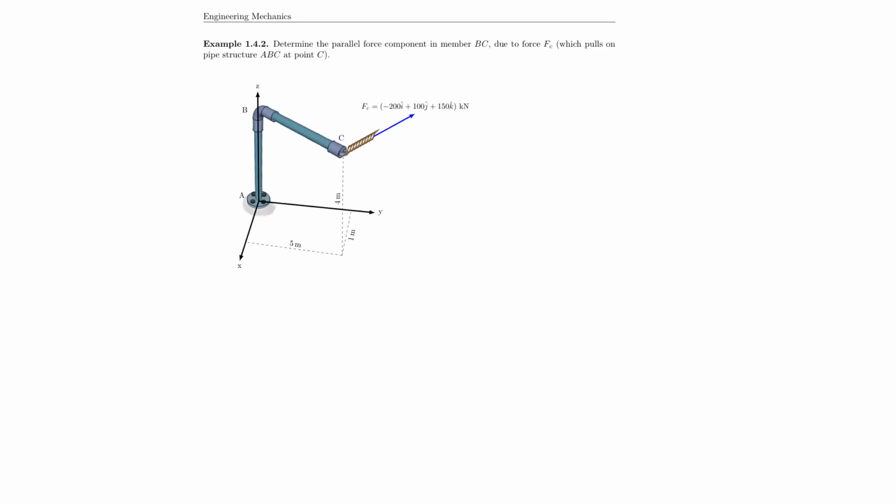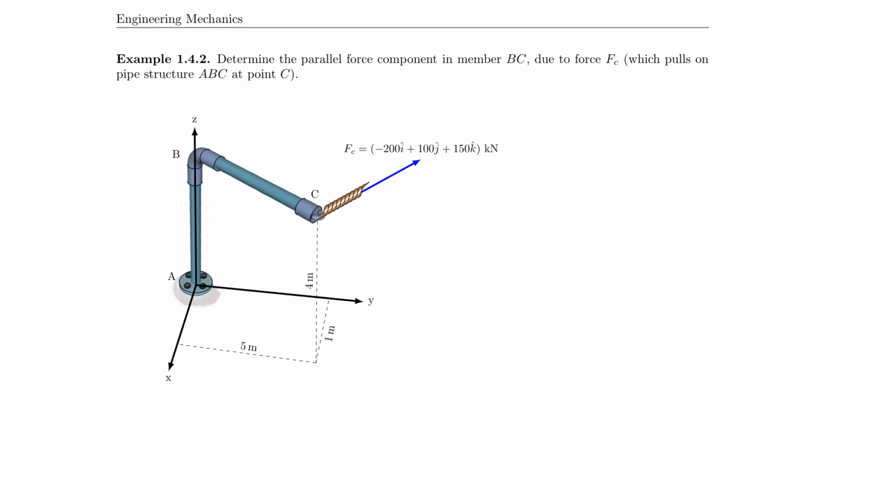So let's take a look at our last example in this lecture here. I will not really solve this for you, I leave this up to you, but I want to at least derive the problem for you. So here you have to determine the parallel force component in member BC. So take a look, there's B and C, due to the force FC, which pulls on the pipe structure ABC. So be careful here. If you're already advanced in engineering, this can look like you need to do much more than what we're asking here of you.